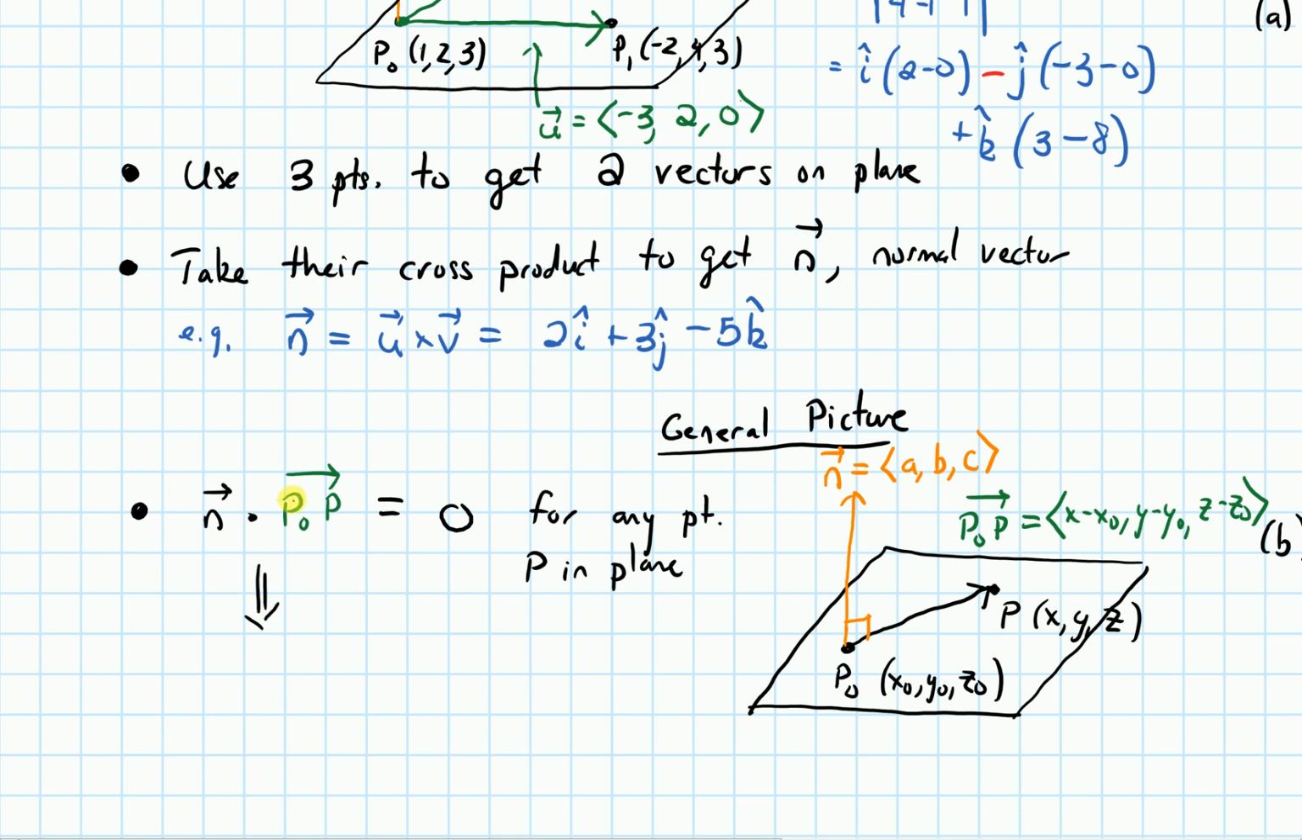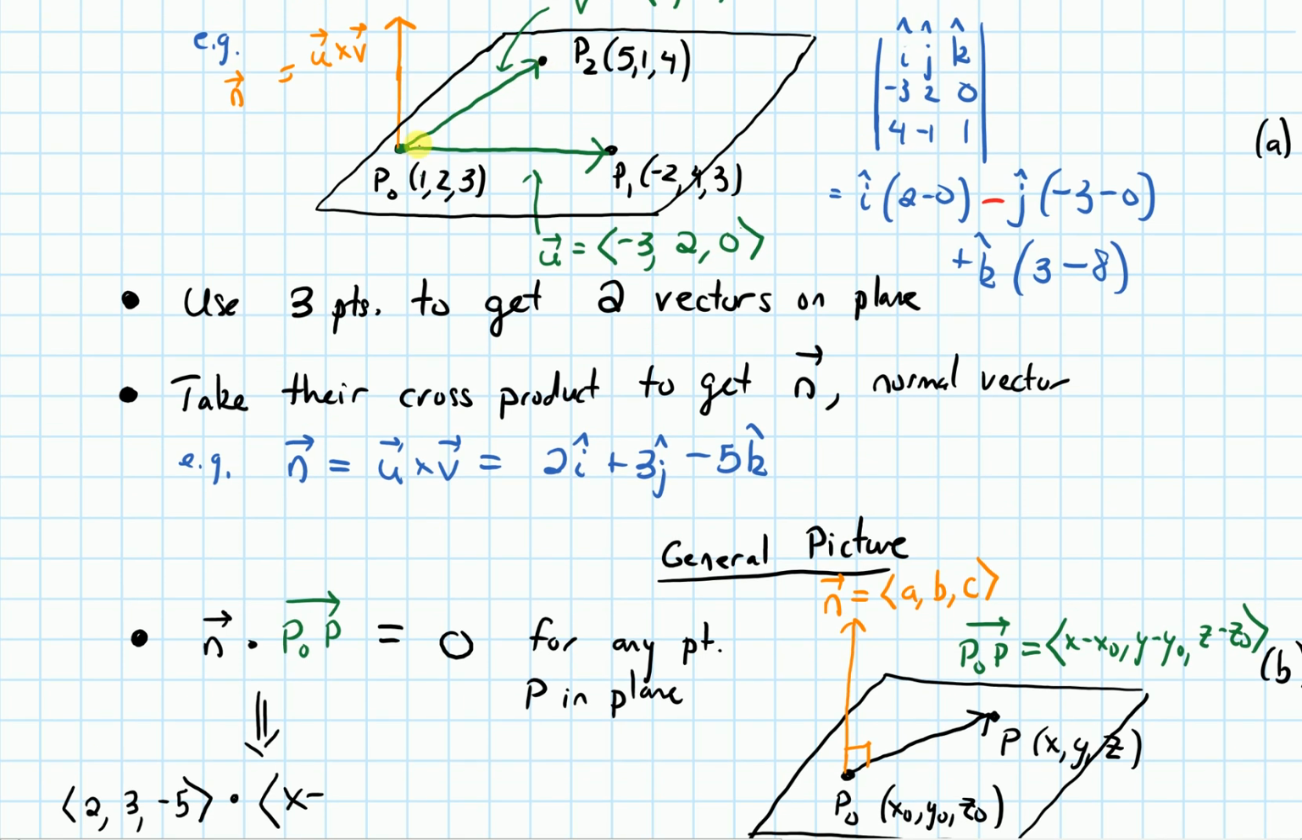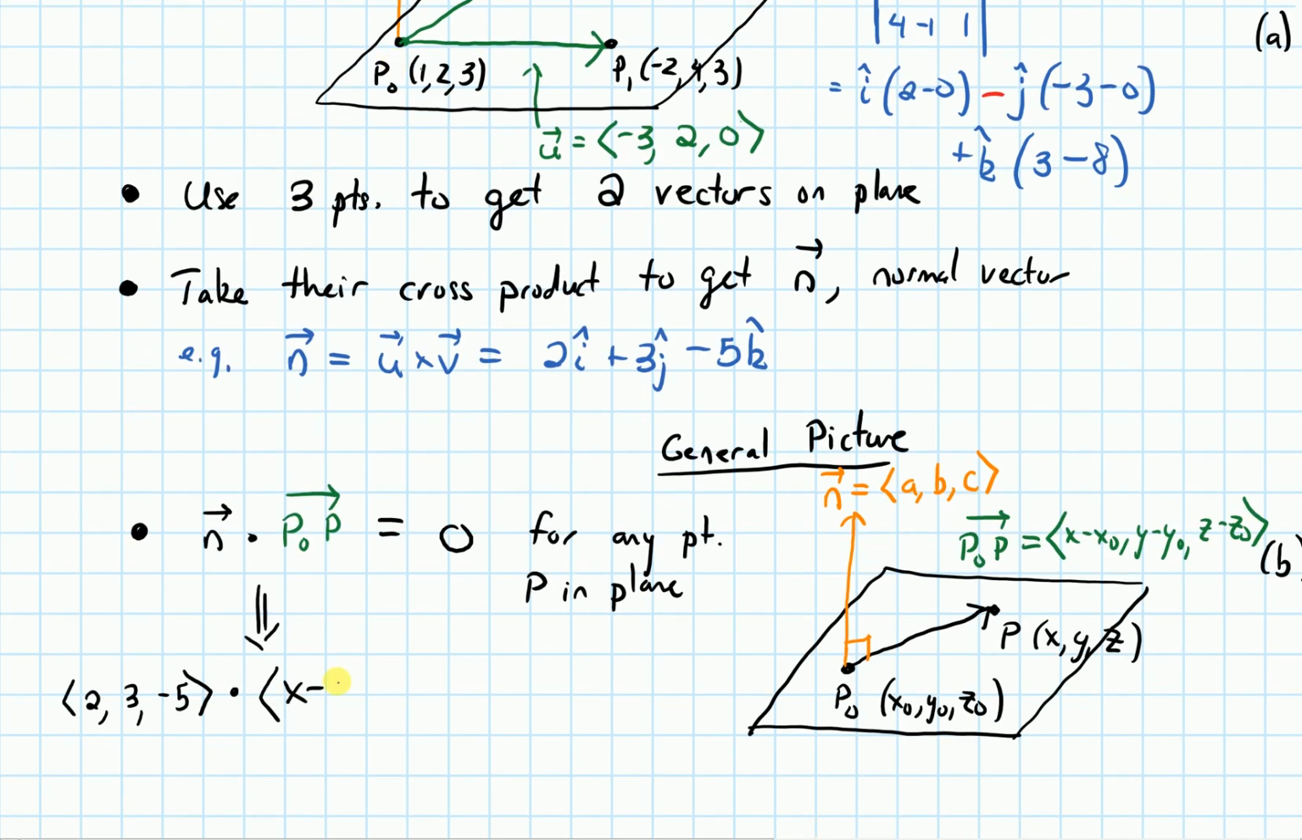So let's compute this dot product in our example. Our normal vector in the example was 2, 3, negative 5 in component form. And if we dot this with the vector P0P, let's look at what P0P looks like. It's x minus the x coordinate of a known point. I could technically use any of these 3 points because I have 3 points on my plane. Let me just use the point that I called P0. So I'll do x minus its x coordinate, which is 1, and the next component is y minus the y coordinate of that point, which is 2, and then comma z minus the z coordinate of that point, which is 3. So that needs to be equal to 0.